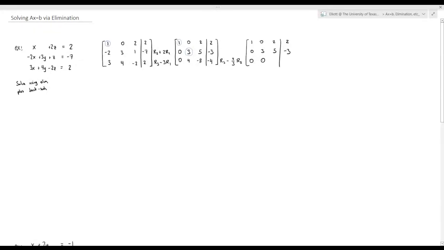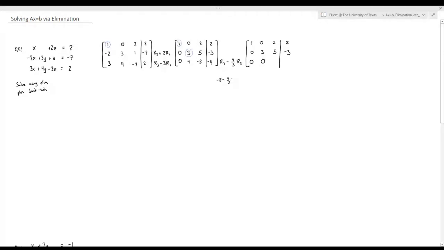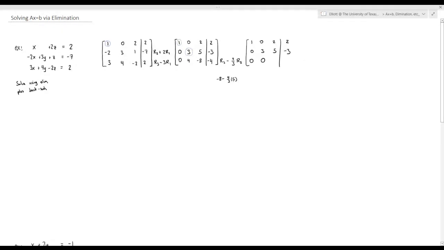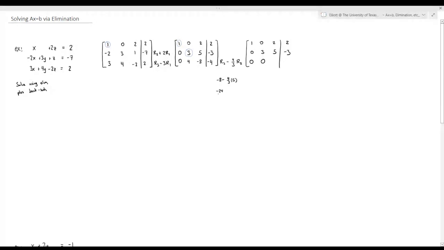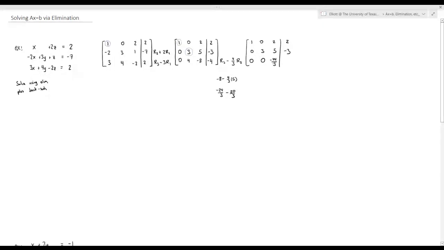Okay, so we should have a 0 there now, and then let me write this out. So we're doing -8 minus 4/3 times 5, okay? So that's going to be -24 over 3 minus 20 over 3. So this is -44 over 3, okay?